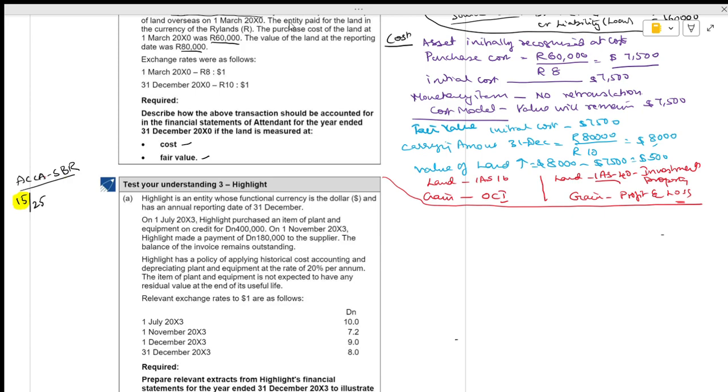Now, what we are doing is with respect to chapter 7, foreign currency in individual financial statements.